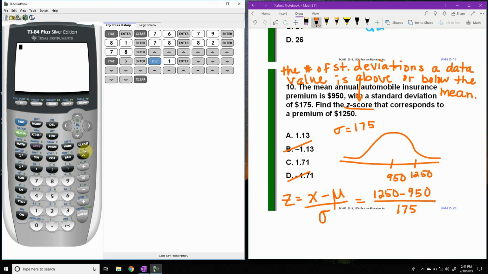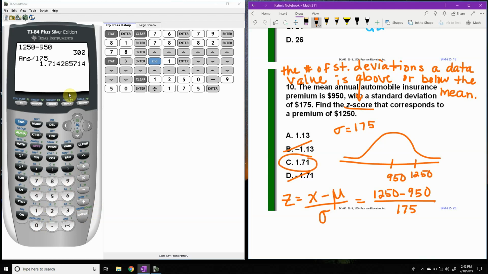Okay, so let's do that on our calculator real quick. 1250 minus 950. And that difference, 300, I'm going to divide by 175. So all the way out, 1.714285714. Calculator holds 10 significant digits. It looks here like I'm rounding to the nearest hundredth. So 1.714 is going to round to 1.71. I'm going to say C as my answer.